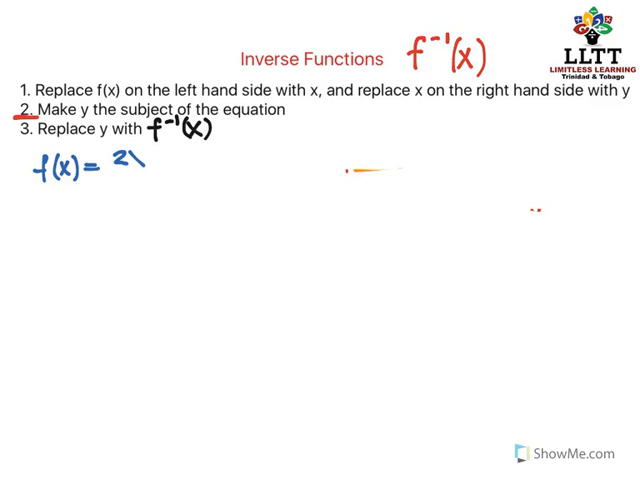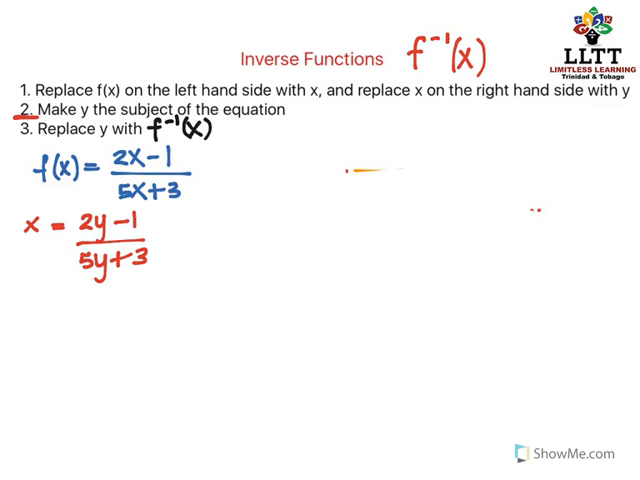So f of x is equal to (2x minus 1) over (5x plus 3). We need to find the inverse. The first thing is on the left-hand side, we're going to replace f of x with x. And on the right-hand side, anytime we see an x, we're going to replace it with y. So we get (2y minus 1) divided by (5y plus 3).